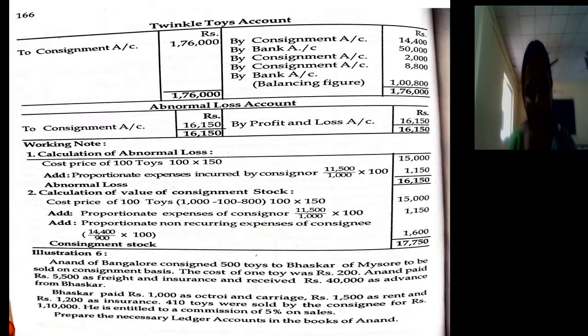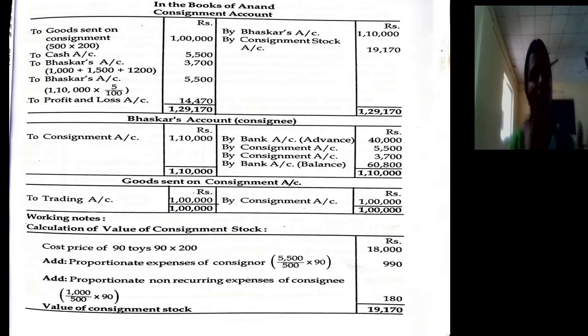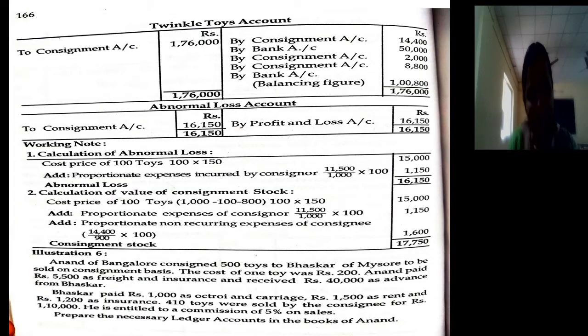Then what else we have? He is entitled to commission of 5% on sales. Journal entry, consignment account debit to consignee's account. On sales 1,10,000, calculate 5% commission. It will be 5,500. On the credit side of consignee account by consignment 5,500, in brackets you write commission due. So then what else we have? He is entitled to get a commission of 5% on sale. That's over. That's all. No other information is there.